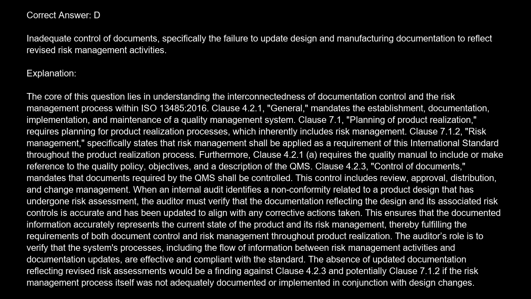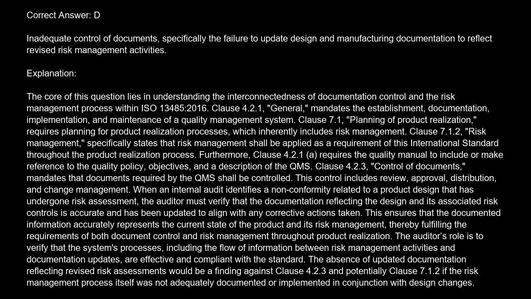Clause 7.1, Planning of product realization, requires planning for product realization processes, which inherently includes risk management. Clause 7.1.2, Risk management, specifically states that risk management shall be applied as a requirement of this international standard throughout the product realization process. Furthermore, Clause 4.2.1a requires the quality manual to include or make reference to the quality policy, objectives, and a description of the QMS. Clause 4.2.3, Control of documents, mandates that documents required by the QMS shall be controlled. This control includes review, approval, distribution, and change management.